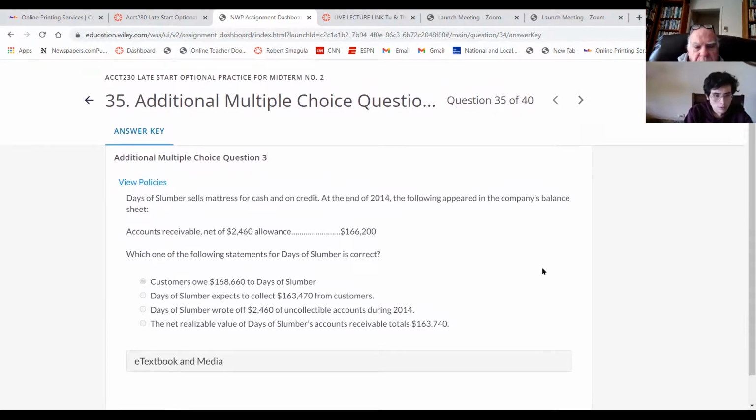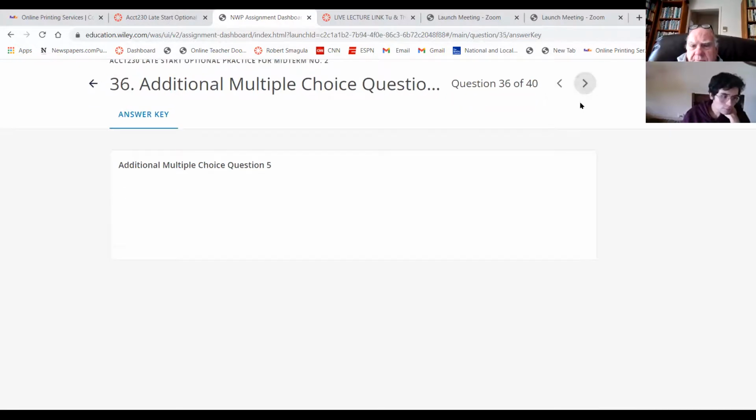Which of the following is true? Number one, customers owe 168,660. Yes, that's true. Oh yeah, net of allowance. You add the 166,200 plus the 2,460, that'll give you 168,660, which is the amount everybody owes us. It's just that we're not going to be able to collect all of it. This is a real bad question in terms of how it's worded. Very poor wording.